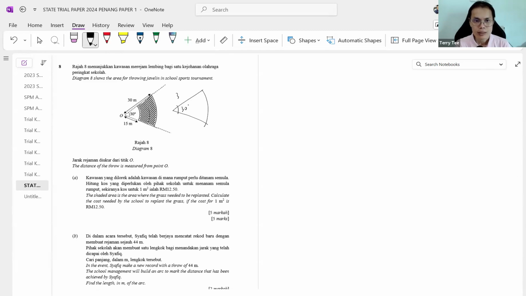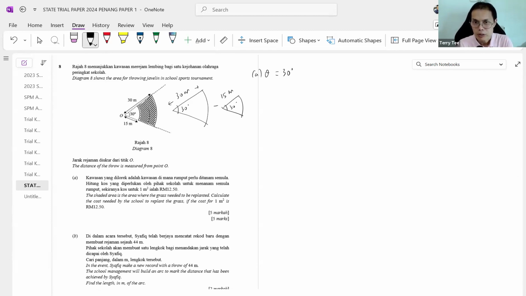The first one has a longer radius; the second one is smaller. The radius is 15. The angle remains the same at 30. Okay, so it doesn't look like 30, it looks a lot bigger than 30. But anyway, we're going to start off by finding the angle theta, right? So for me, I'd rather convert this theta to radian straight away.